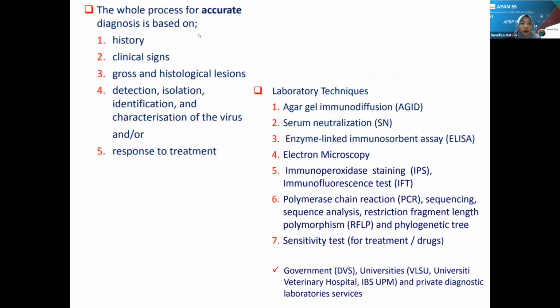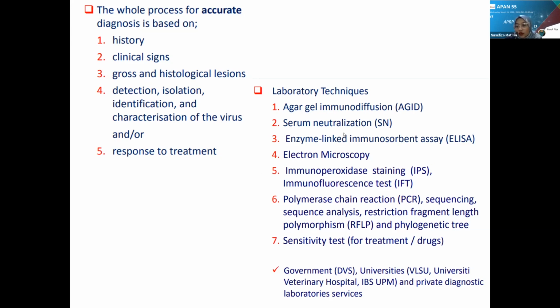Okay, so I focus more on the third part, which is the agent, where the whole process of accurate diagnosis is based on history, clinical signs, gross lesions, circulation, and also the detection, isolation, and characterization of the pathogen, right? The isolation and characterization of the pathogen is very important, as it deals with laboratory techniques, which focus more on PCR and sequencing, also sequence analysis, which is the gold standard to characterize or identify the pathogen.